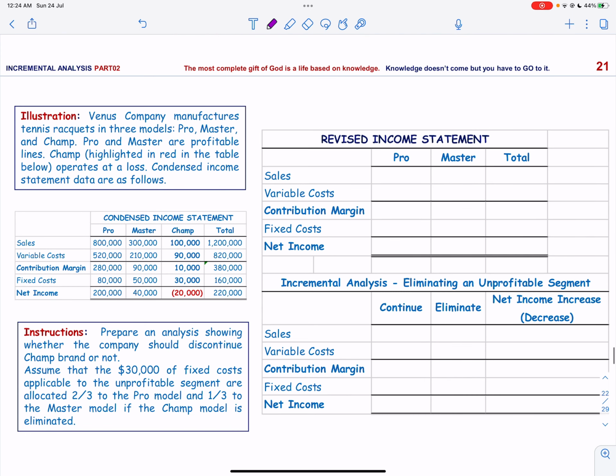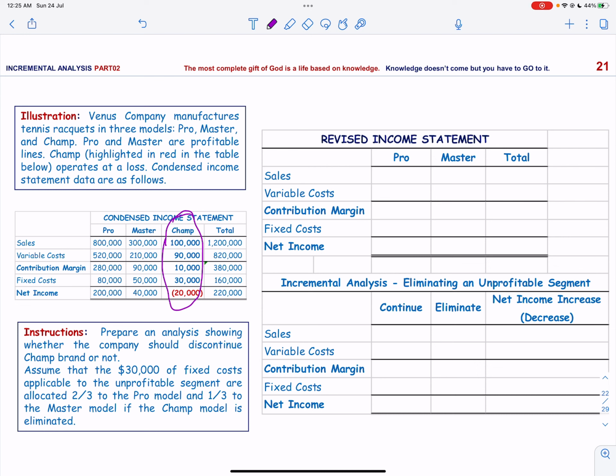Venus Company manufactures tennis rackets in three models: Pro, Master and Champ. Pro and Master are profitable lines. Champ, highlighted in red in the table below, operates at a loss. The condensed income statements are as follows. Prepare an analysis showing whether the company should discontinue the Champ brand or not.